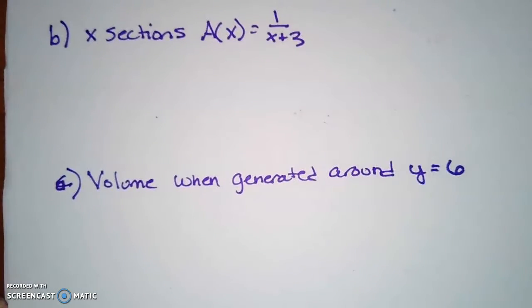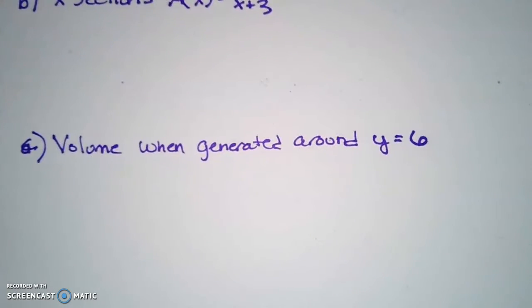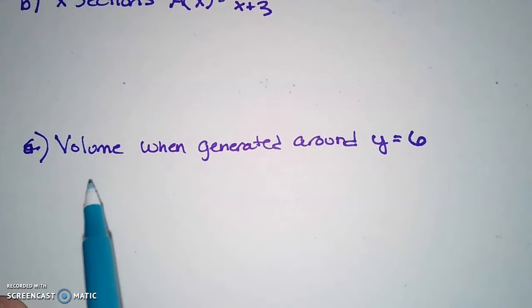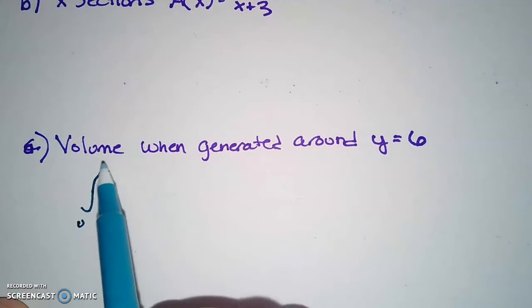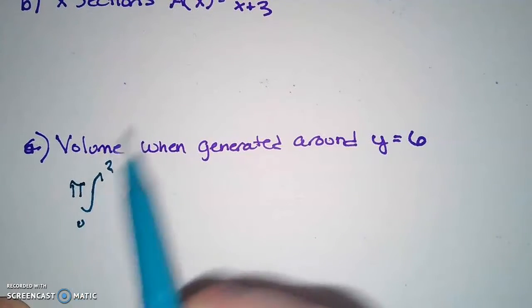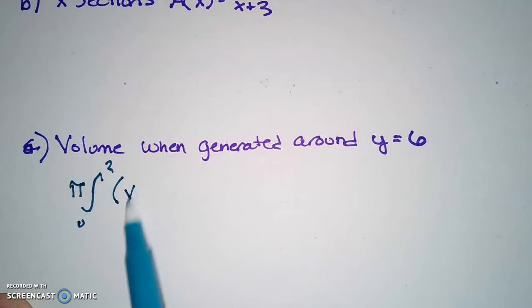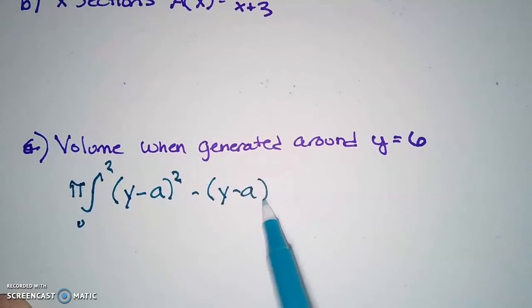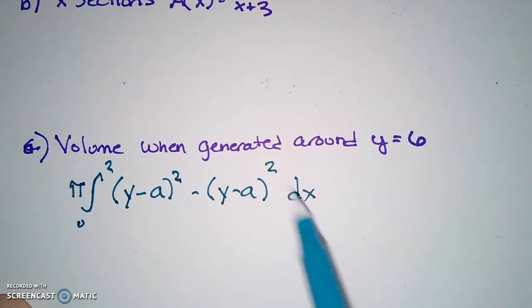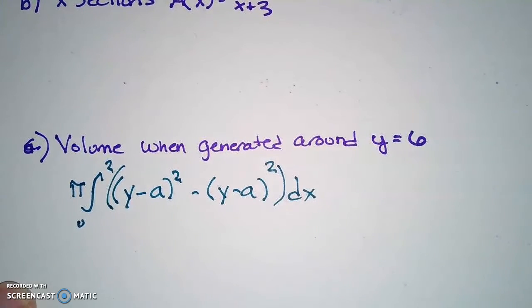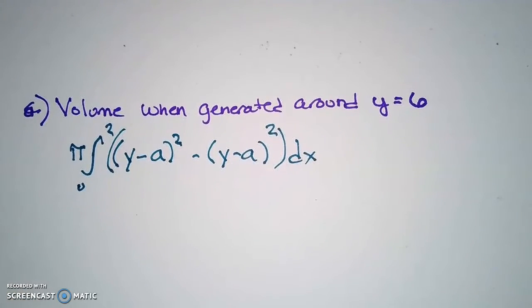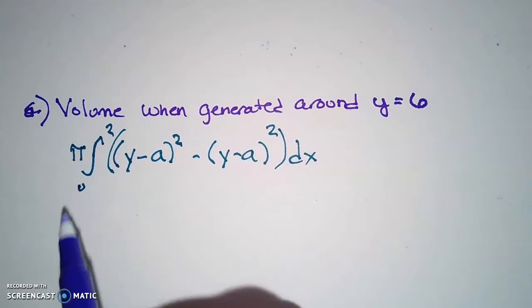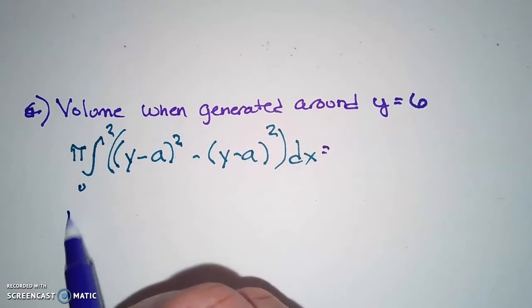Volume when generated around y equals 6. So I know it's going to be the integral from 0 to 2 with a pi out in front, (y minus a) squared minus (y minus a) squared dx. So I'm going to first try to do it by figuring out upper and lower and filling all those things in. And then at the end, we'll just do it with the absolute value sign just to make sure it matches up.